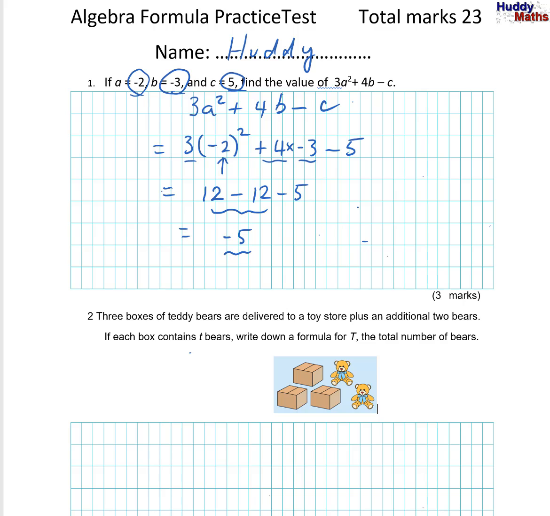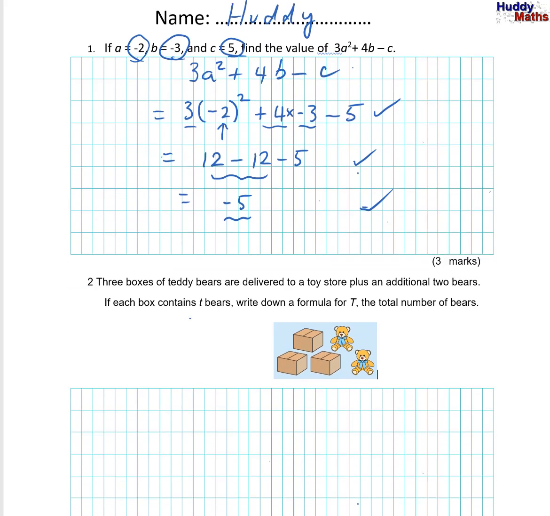Okay, so let's mark it, 3 marks. So there's 1 mark for carefully replacing the letters by numbers, and then for simplifying the first 2, and then 1 for the final answer. So lots of marks there, not too much work for those marks. So I hope you got a few out of 3.